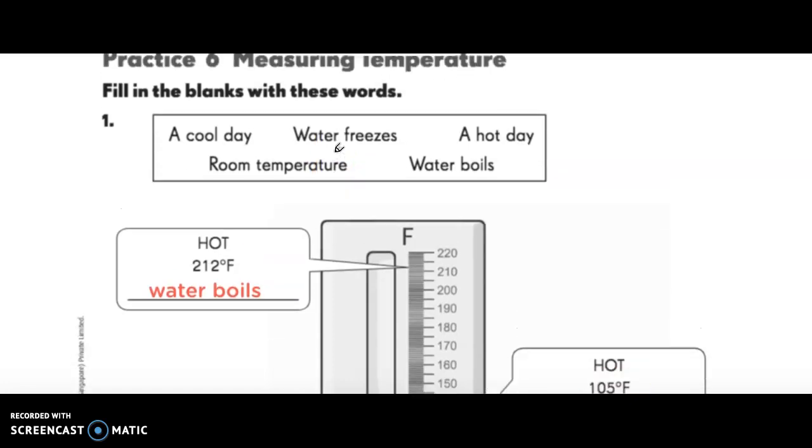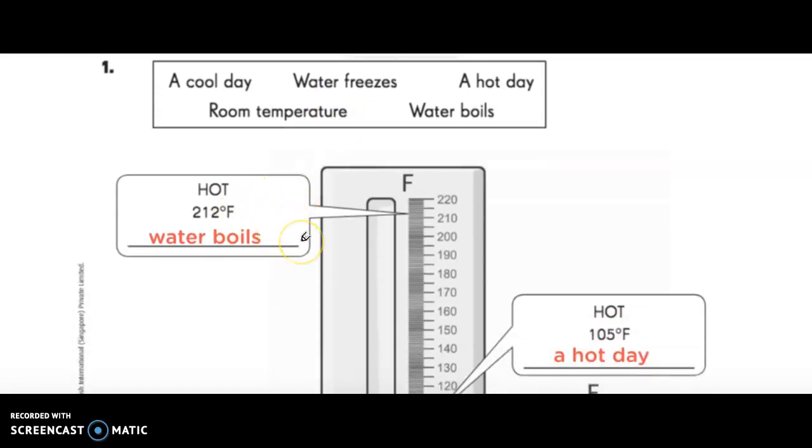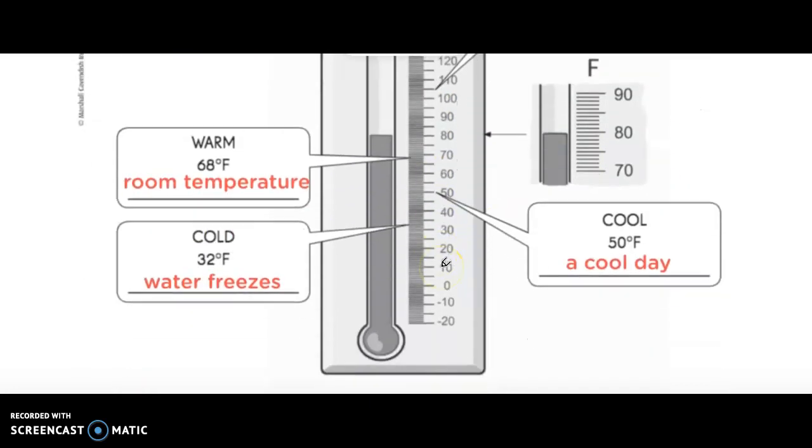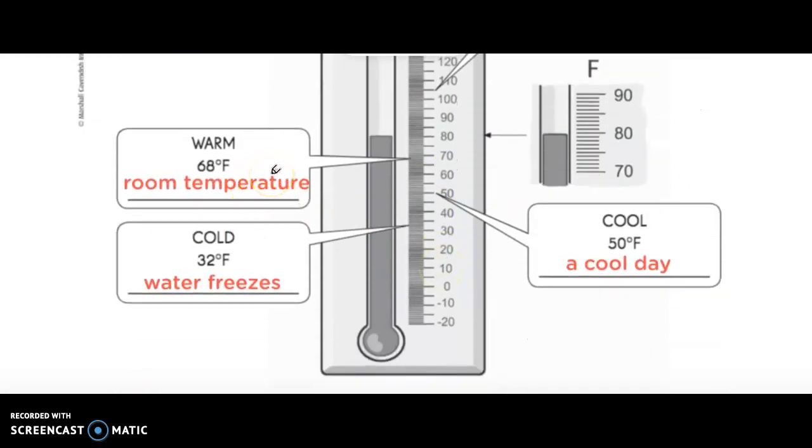So measuring temperature, so this hot temperature is when water boils. This is a hot day. 68 degrees Fahrenheit is room temperature. 50 degrees is a cool day. And 32 degrees is when water freezes.